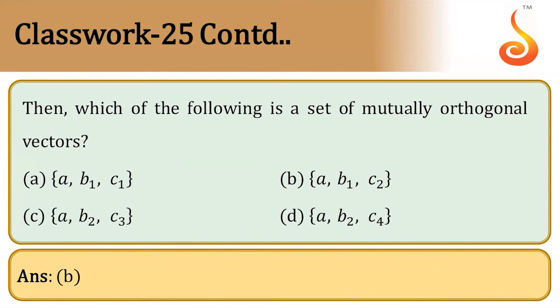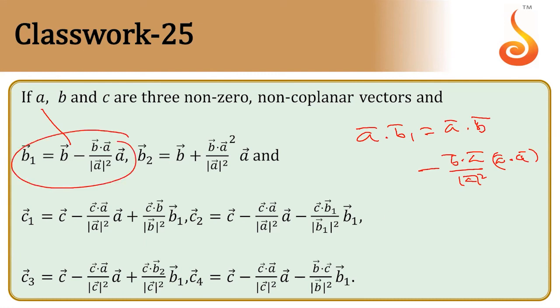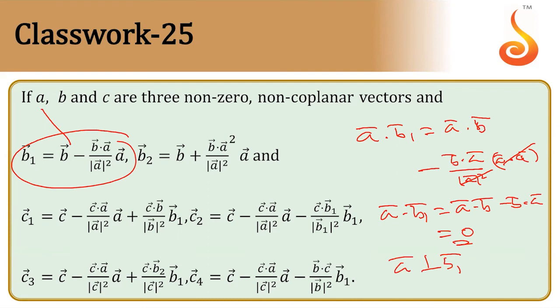Mutually orthogonal means perpendicular vectors. First, let us take A dot B1. A dot B1 means this one dotted with A. This will come as A dot B minus B dot A by modulus A square into A dot A. So A dot A is modulus A square, minus B dot A comes. So this is 0. That is, A is perpendicular to B1. A dot B1 is 0.